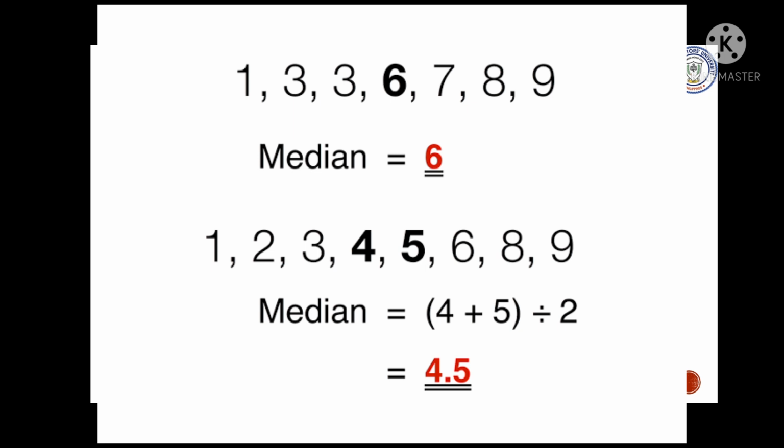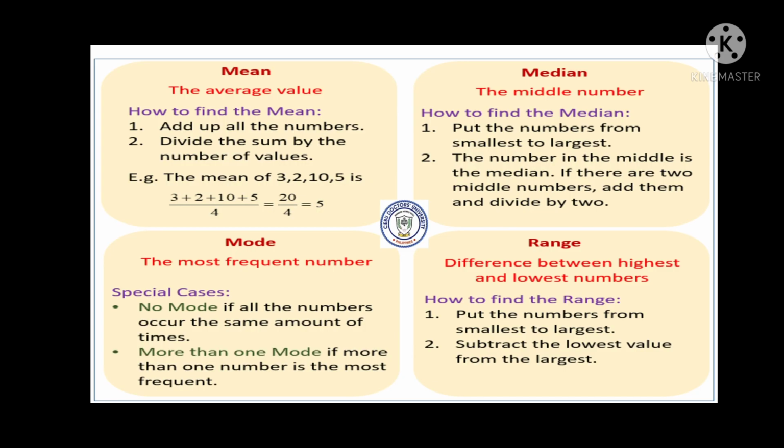In our first example here, class, this is already arranged in ascending order, and when you count from both sides, the median number is 5. But if ever there are cases, class, where there are 2 median numbers, then you add both of them, get the sum, and then divide it by 2, and that is your median number.